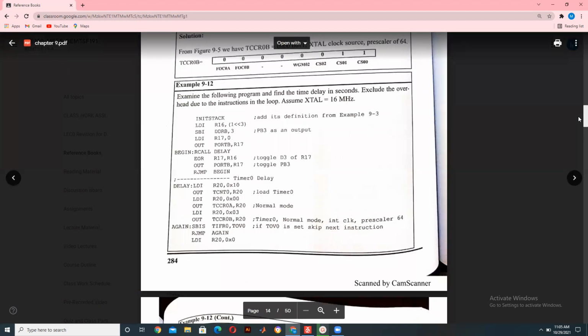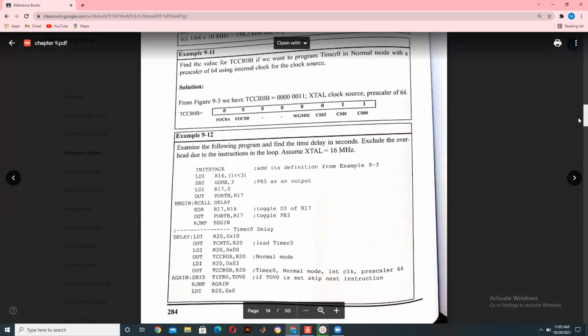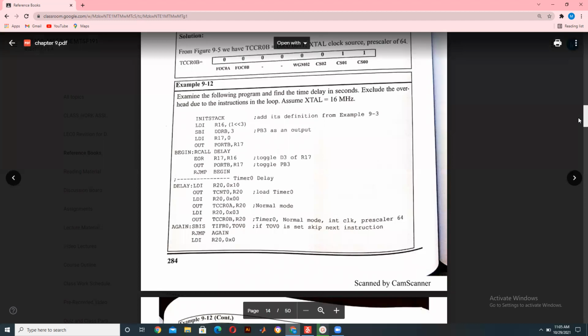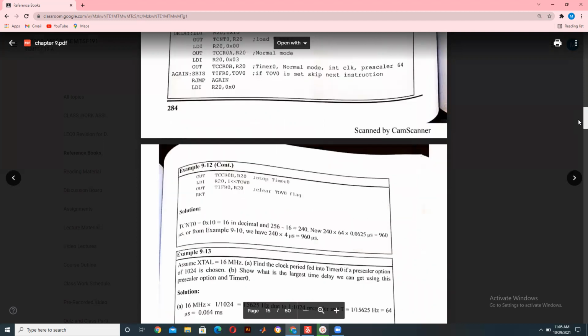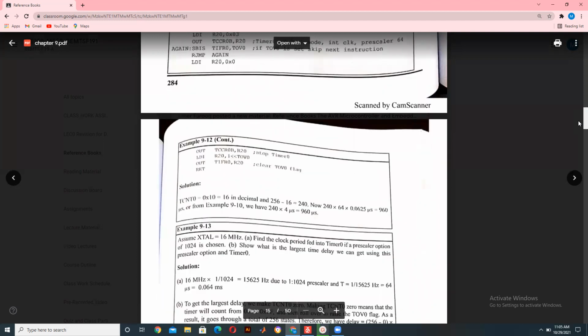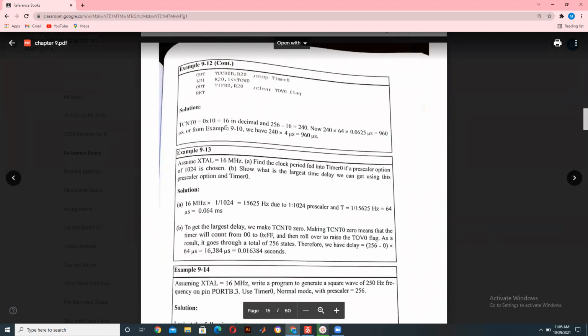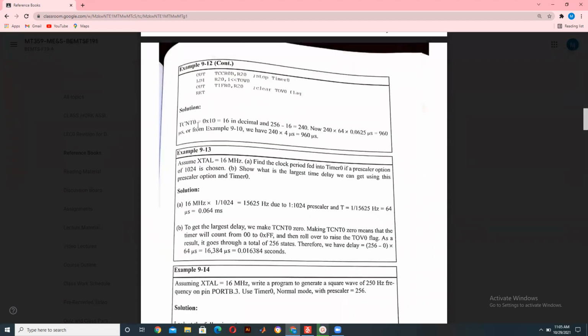Find the time delay in seconds, excluding the overhead due to it. Okay, so what we have is 16 MHz, and TCNT0 is 0x10, which is equal to 16 in decimal. When we convert 0x10, it is converted into 16 in decimal. So 256 minus 16 is 240.